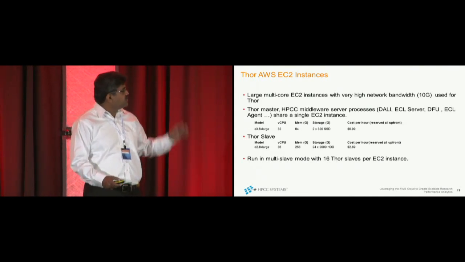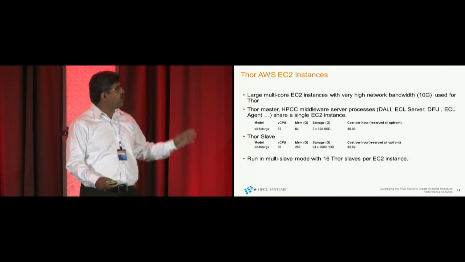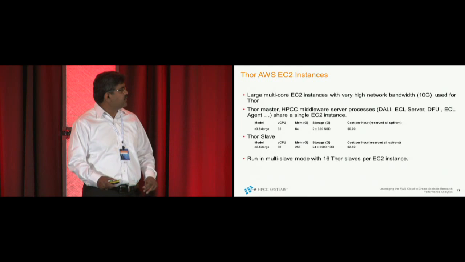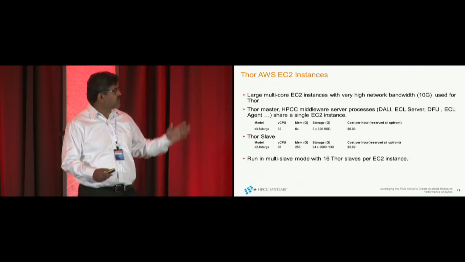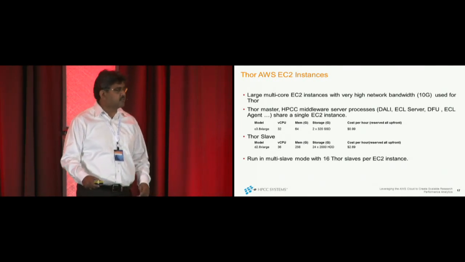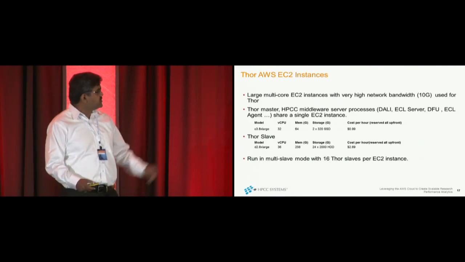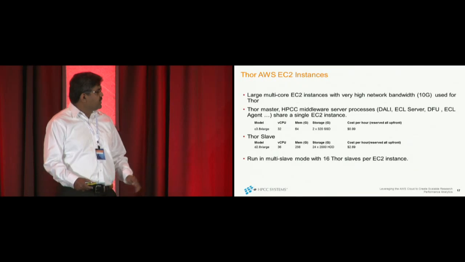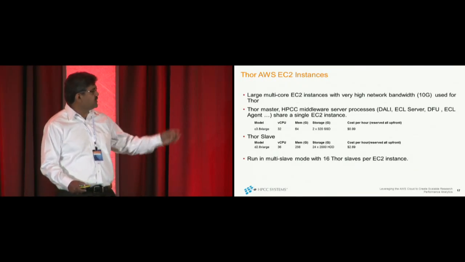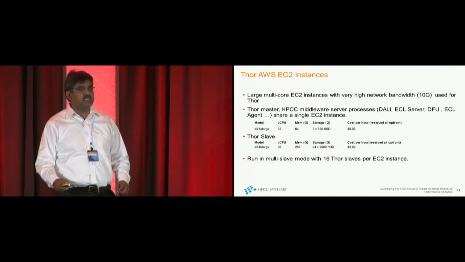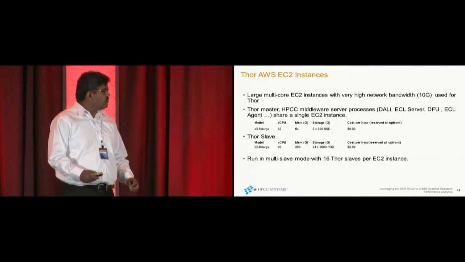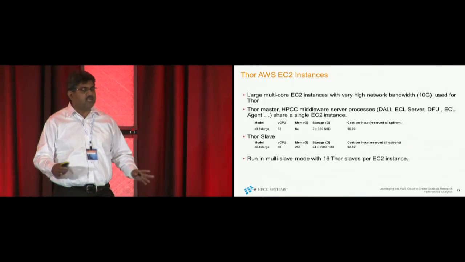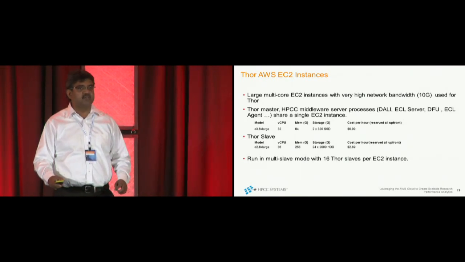So for Thor master, we used an instance called c3.8xlarge. And in addition to running the master process there, we run all the admin middleware processes as well. And we also used it as a landing zone because it has enough storage capacity for us. For Thor slave, we used an instance called d2.8xlarge. As you can see, it's a very large instance with 36 CPUs and 256 gig memory. So because of this, to fully utilize this node, we are running Thor in multi-Thor mode, and we are running 16 slaves per instance.